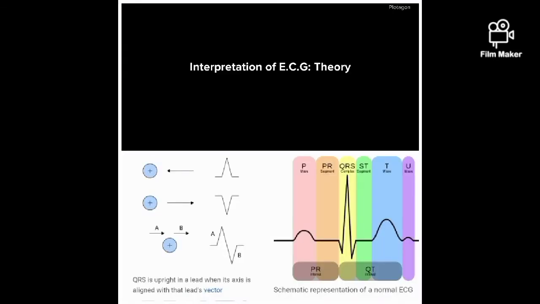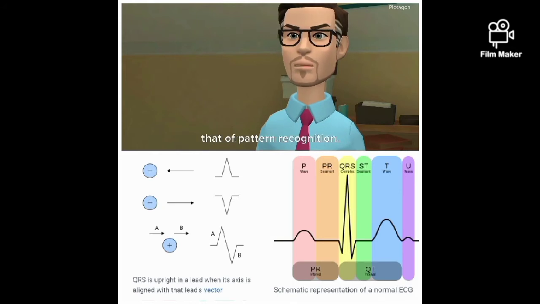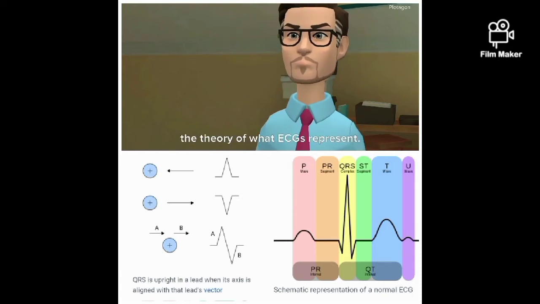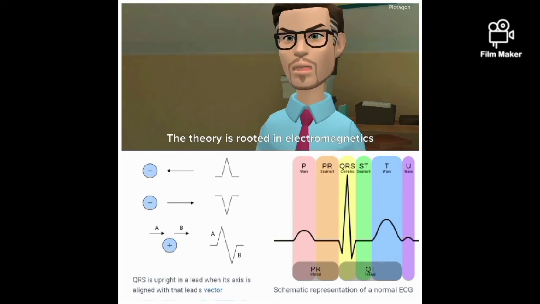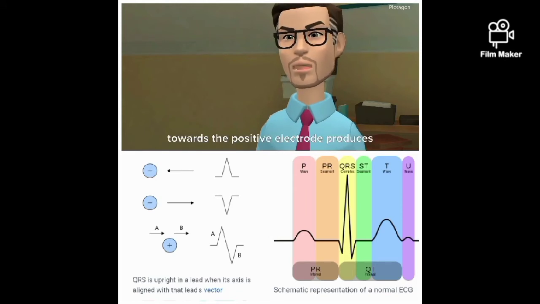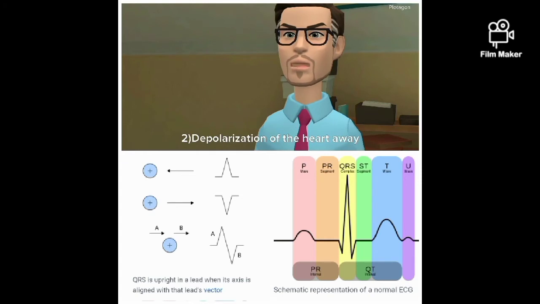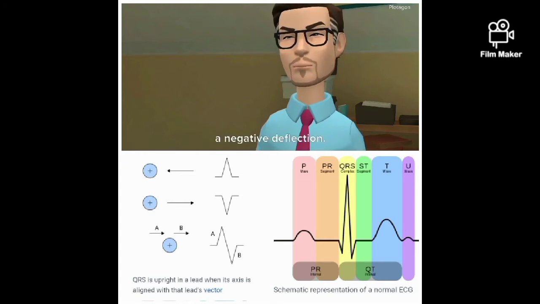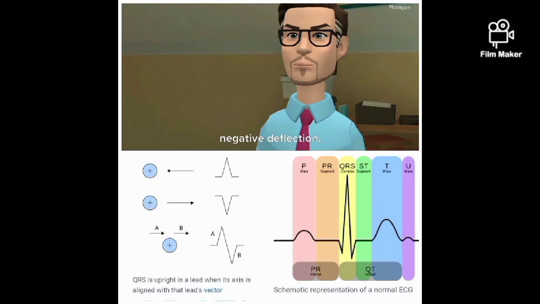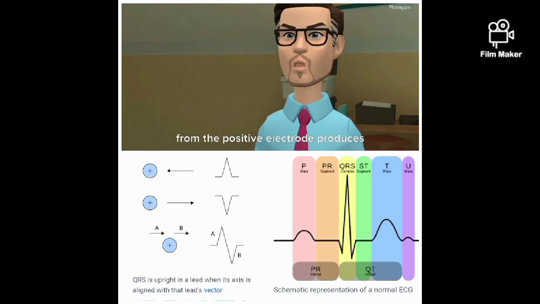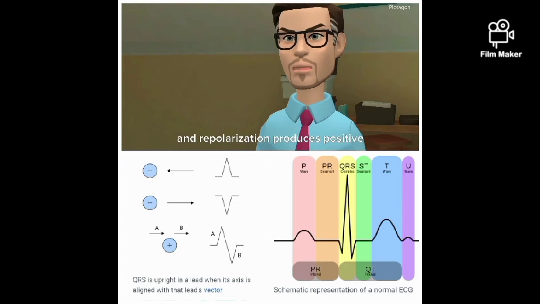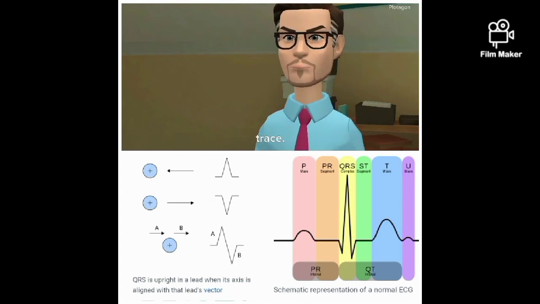Interpretation of ECG theory. Interpretation of the ECG is ultimately that of pattern recognition. In order to understand the patterns found, it is helpful to understand the theory of what ECGs represent. The theory is rooted in electromagnetics and boils down to the four following points. 1. Depolarization of the heart towards the positive electrode produces a positive deflection. 2. Depolarization of the heart away from the positive electrode produces a negative deflection. 3. Repolarization of the heart towards the positive electrode produces a negative deflection. 4. Repolarization of the heart away from the positive electrode produces a positive deflection. Thus, the overall direction of depolarization and repolarization produces positive or negative deflection on each lead's trace.